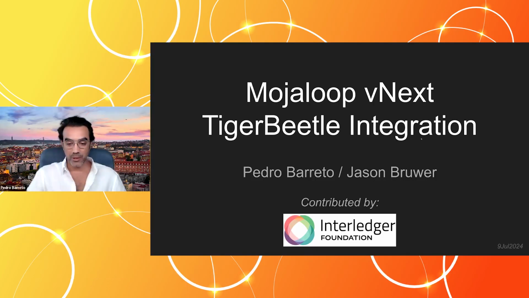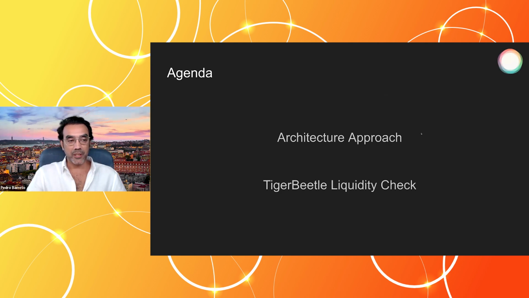All right, cool. Thank you, Jason. Okay, so the agenda today is two topics. First, we're going to talk a bit about the architectural approach for the TigerBeetle integration and the accounts and balances. And then Jason's going to walk us through the mechanics of how we check liquidity during the transfer, the Mojaloop transfer. There's quite a few interesting things there.